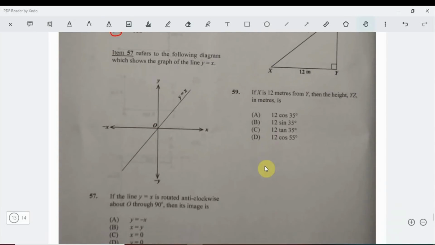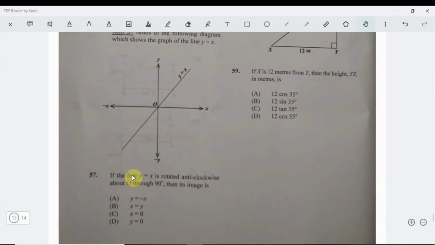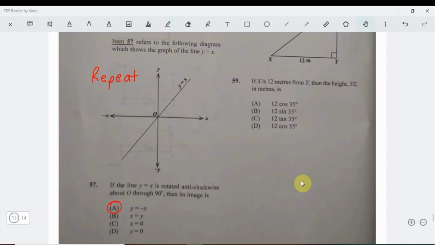All right, question 57. It says, if the line y equals x is rotated anti-clockwise about the origin through 90 degrees, then its image is y equals minus x. This is a repeat question, a big repeat question. I don't remember which year it's from, but I know this one is a big repeat. That's option A.